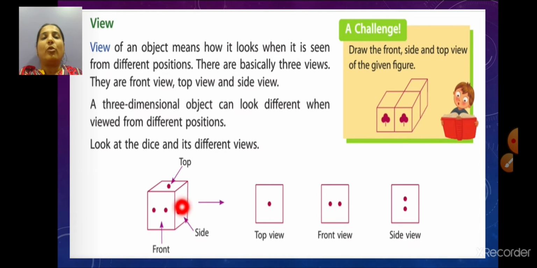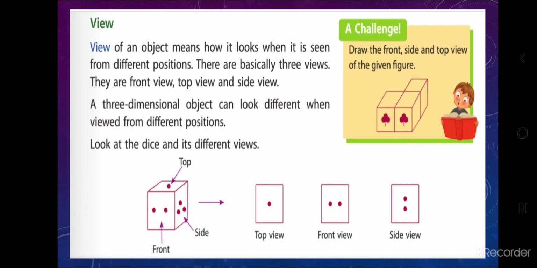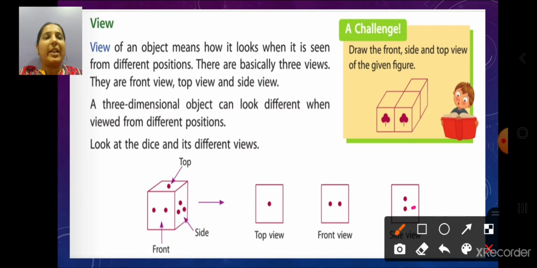Then the front view. This is the front view. From the front it will look like this. And from the side it will look like this. Okay, here one more. Here, children, one more dot will be there, because here you can see the side. Three dots are there in this dice.